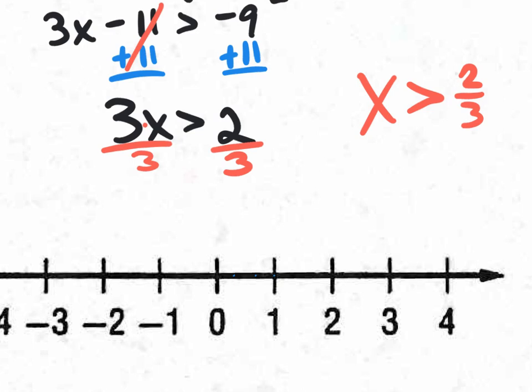X is greater than 2/3. It's going to be an open dot at 2/3. So I'm going to put an open dot right there. And because it's greater than, it's going to be going to the right.